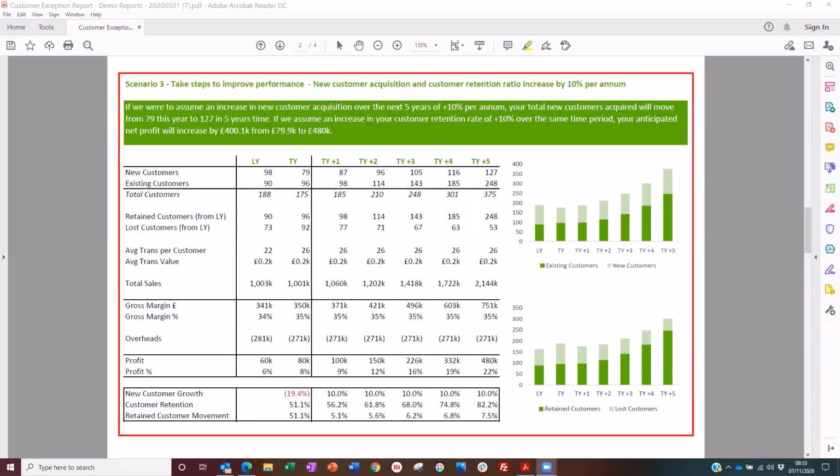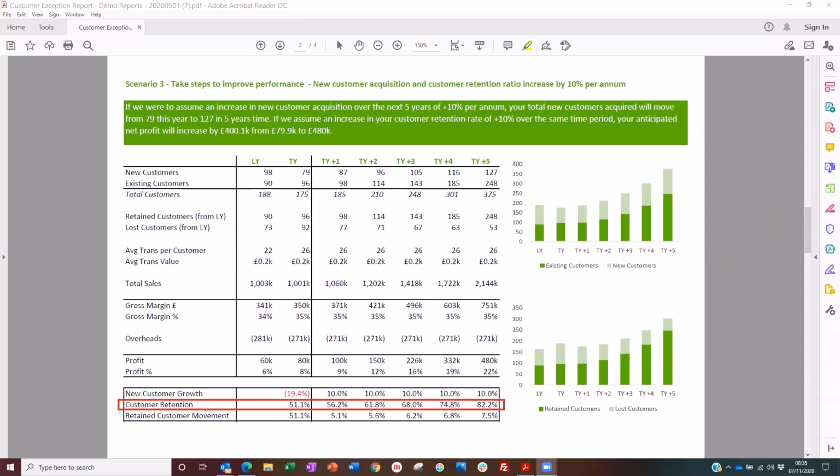Scenario 3 then highlights the impact a 10% increase in new customer acquisition and customer retention has on the future profitability of the business. The projections assume a ceiling of 85% for customer retention rate. Therefore, once the customer retention rate reaches 85%, there will be no further increases applied. All 3 scenarios use the business growth model as their basis for calculation. Therefore, if you would like to prepare a bespoke projection, this can be achieved using the business growth model.